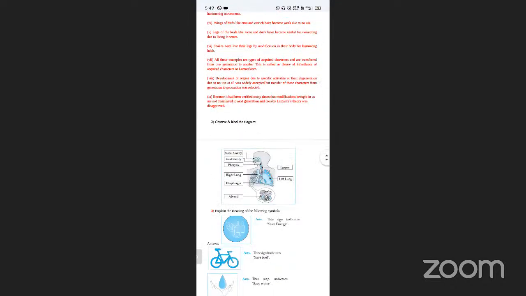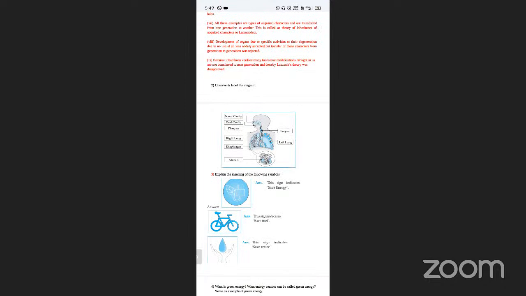Next question is observe and label the diagram. You have to observe and label the different parts. This is about the human respiratory system, right? So you need to mention the names of the different parts. I'll start with the left side. The first one, the upper one, is called the nasal cavity. Below it, there is the oral cavity. Then there is the pharynx. Then the right lung. Then the diaphragm. And the last one is the alveoli.